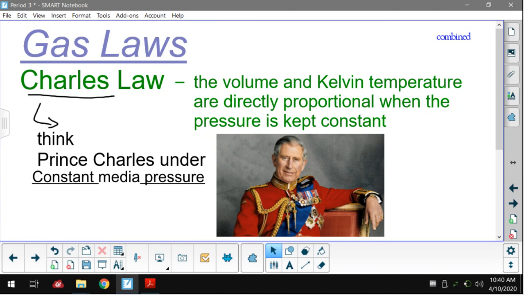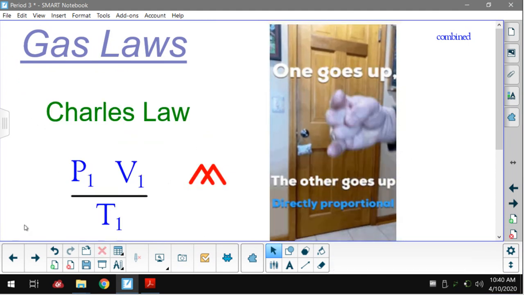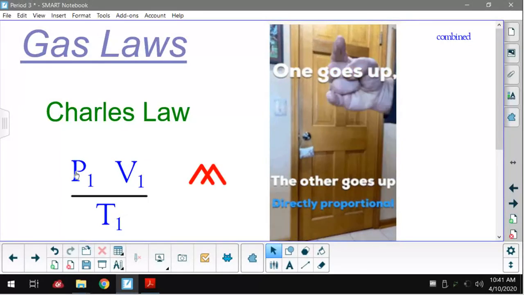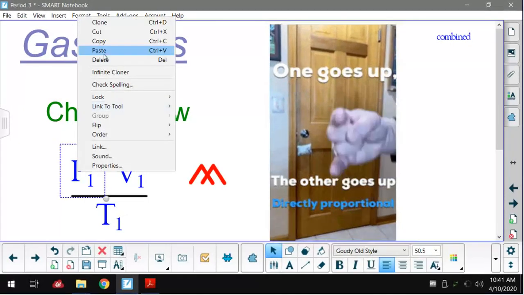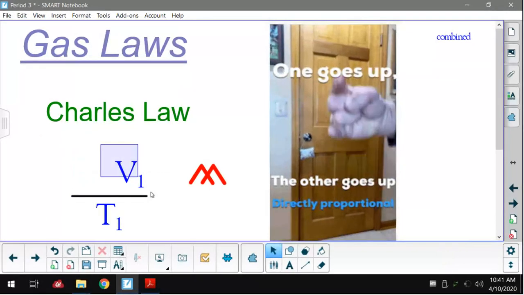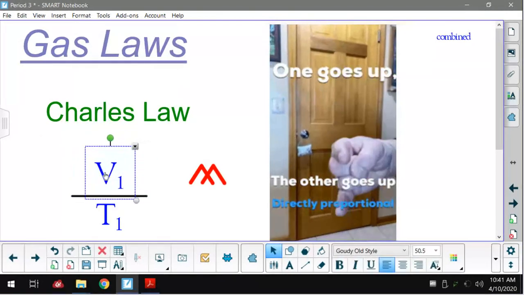All right, so again, how does that work? Well, let's look again at our combined gas law. Our combined gas law has all three variables here, pressure, volume, and temperature. And what is being held constant? Well, pressure is being held constant. So pressure, we're going to get rid of pressure. We're going to delete pressure. And so now we have volume over temperature is equal to volume over temperature.